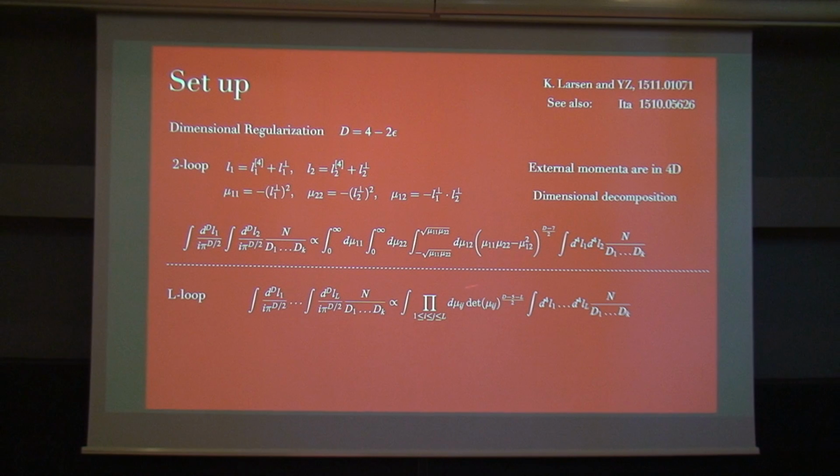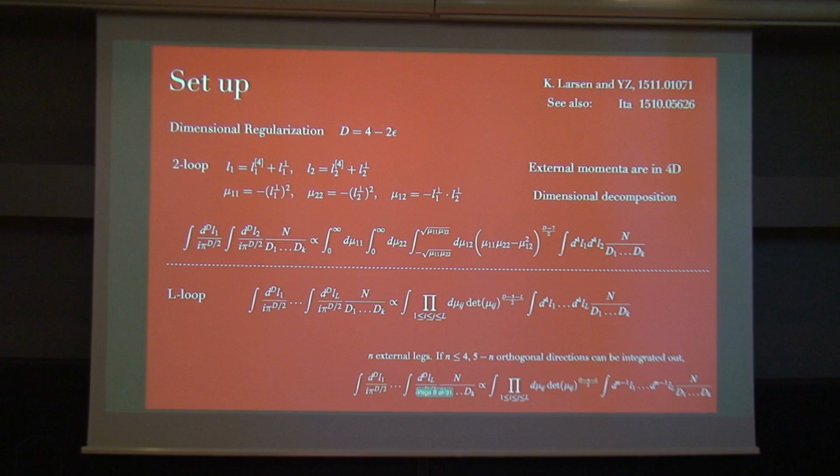Here, by changing the variables, you are introducing this kind of Jacobian factor in the integration. This one is quite familiar, the dimension shift operator. This is the determinant of the mu variables. If you consider higher loops, the formula is almost the same, you just have more mu's. So instead of this 2 by 2 determinant, you have an L by L determinant. And also this power is changed according to the number of loops.